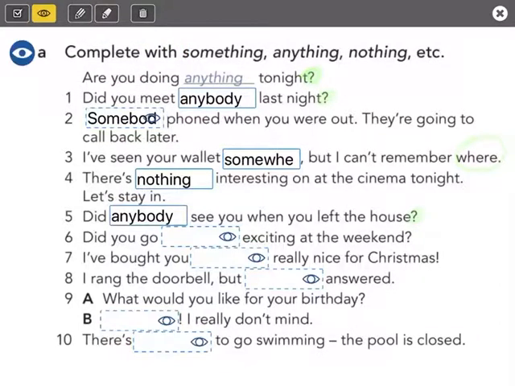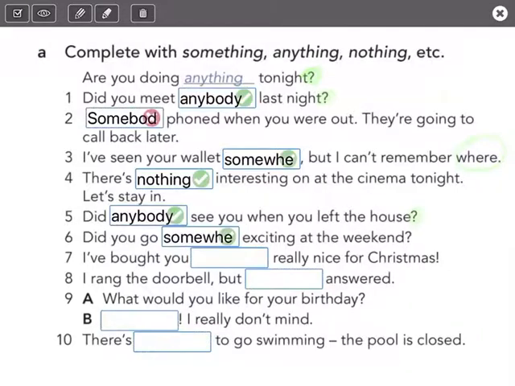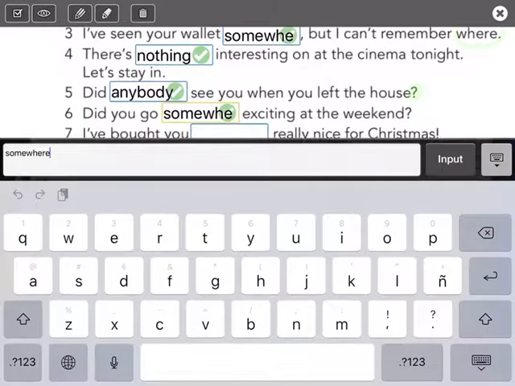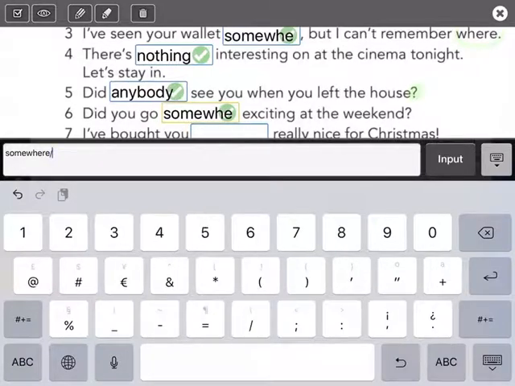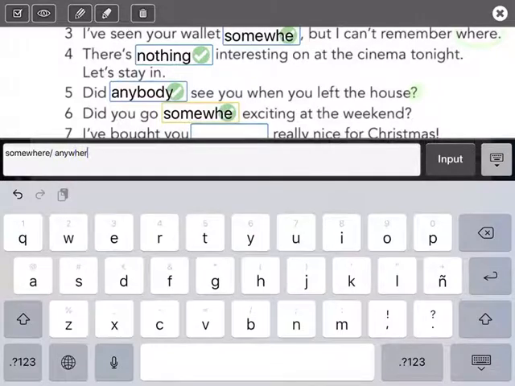Number 6. Did you go somewhere exciting at the weekend? Did you go somewhere exciting? Now again, we've got here, did you go somewhere? I will accept also if anybody has put anywhere. Anywhere. Did you go anywhere exciting at the weekend? Okay, in fact, I think anywhere is better. Me gusta más incluso en esta frase, anywhere.